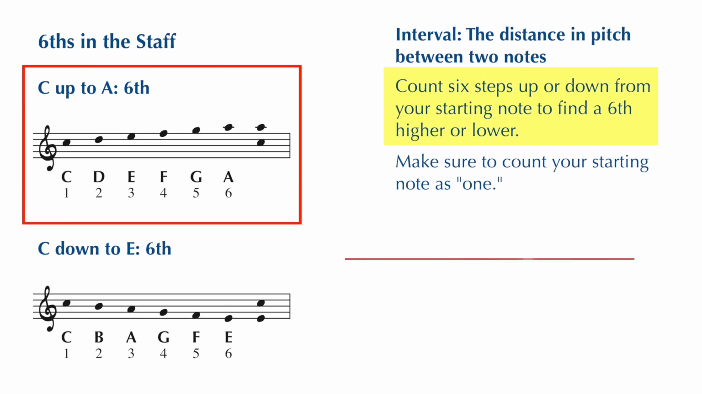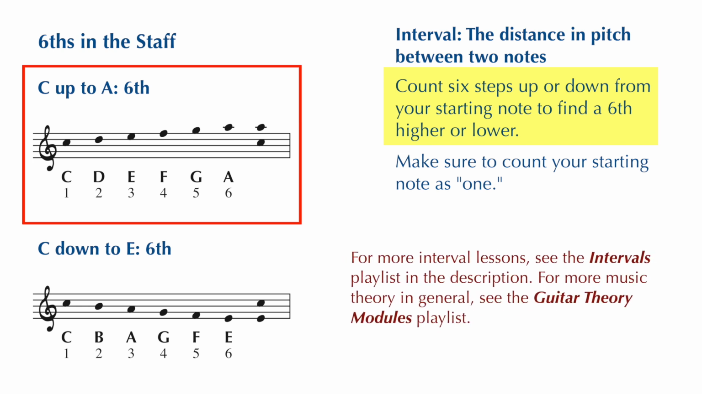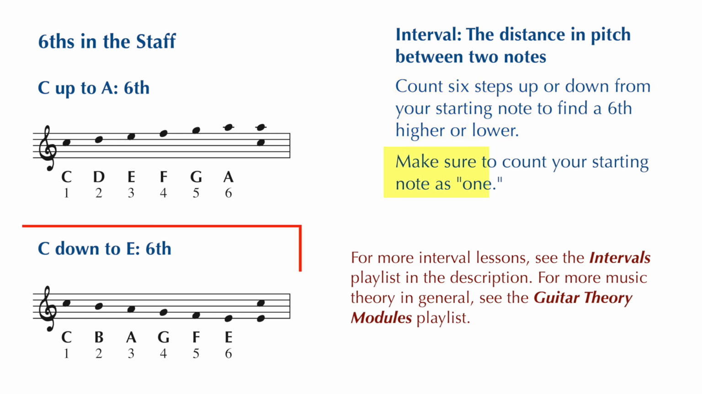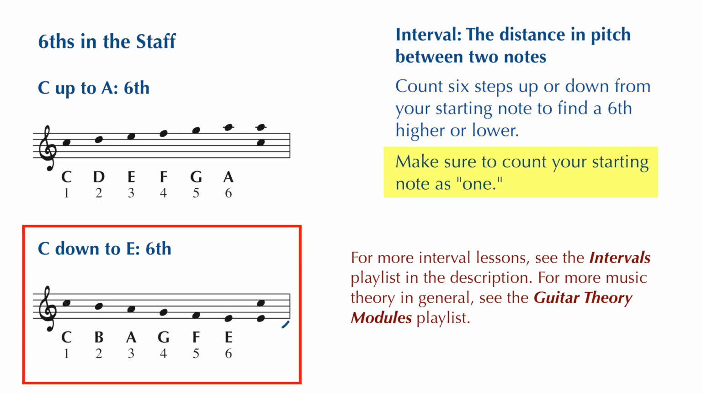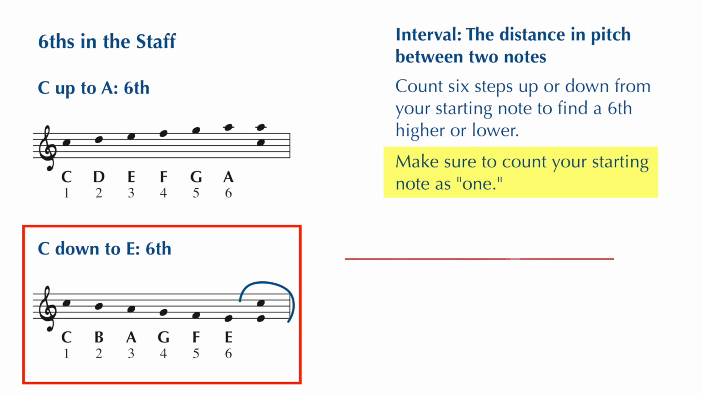In the music staff, a sixth is 6 steps distance. C, D, E, F, G, A, 1, 2, 3, 4, 5, 6. C and A are a sixth apart. And you can count down from the higher note. C, B, A, G, F, E, 1, 2, 3, 4, 5, 6. E is a sixth lower than C.